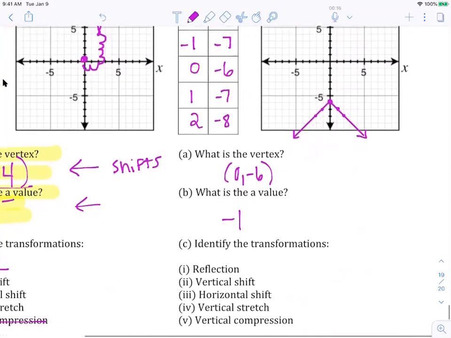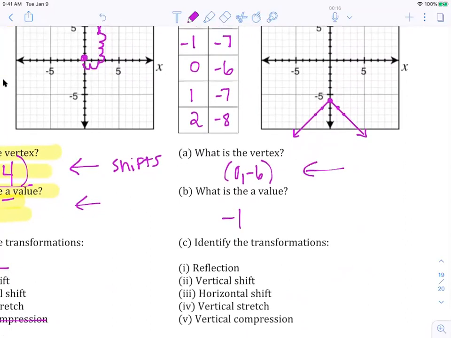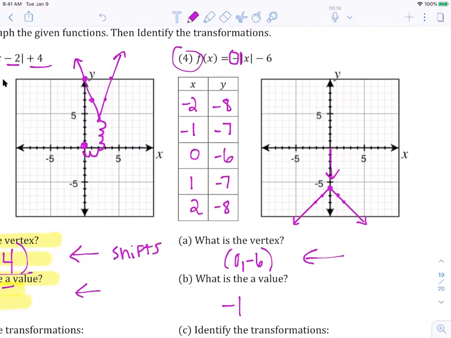So transformations, hopefully this one, the vertex, tells you all of your shifts. Now this one, I don't shift in all directions. I go left or right 0, but I go down 6. Technically my vertex really only goes down, which means in terms of my shifts, that is going to be my vertical shift. We don't have a horizontal shift. Now, the A value tackles all 3 other transformations. The first one, your reflection, that's if your A value is negative. And in this case, it definitely is. The A value is just the number that shows up in front of those absolute value symbols, and in this case, it is negative.